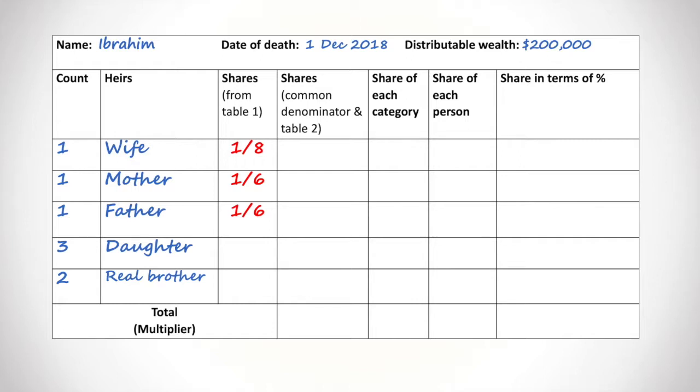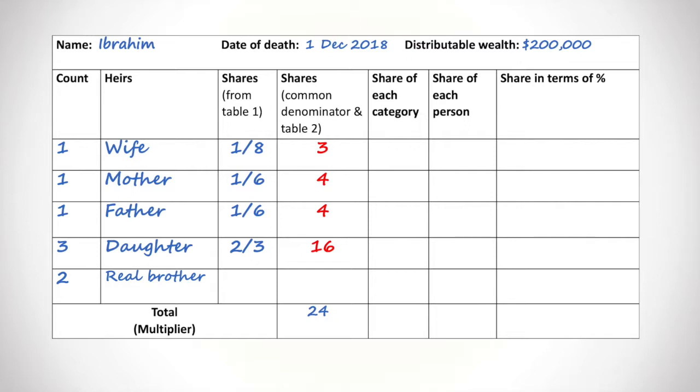And we will find the share of daughters. Since there are three in number, they will get 2/3 from table 1. The denominators of 8, 6, 6, and 3 will give us an LCM of 24. So that's our total. 1/8 will turn into 3/24. 1/6 will turn into 4/24. 1/6 will turn into 4/24. And then 2/3 will turn into 16/24.